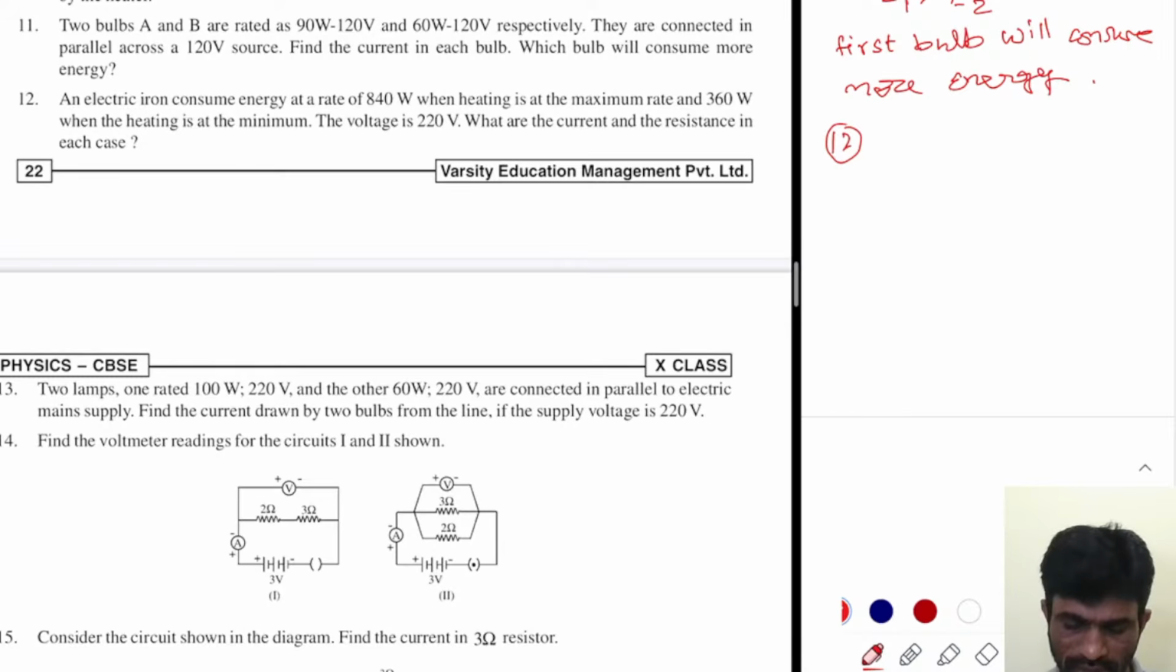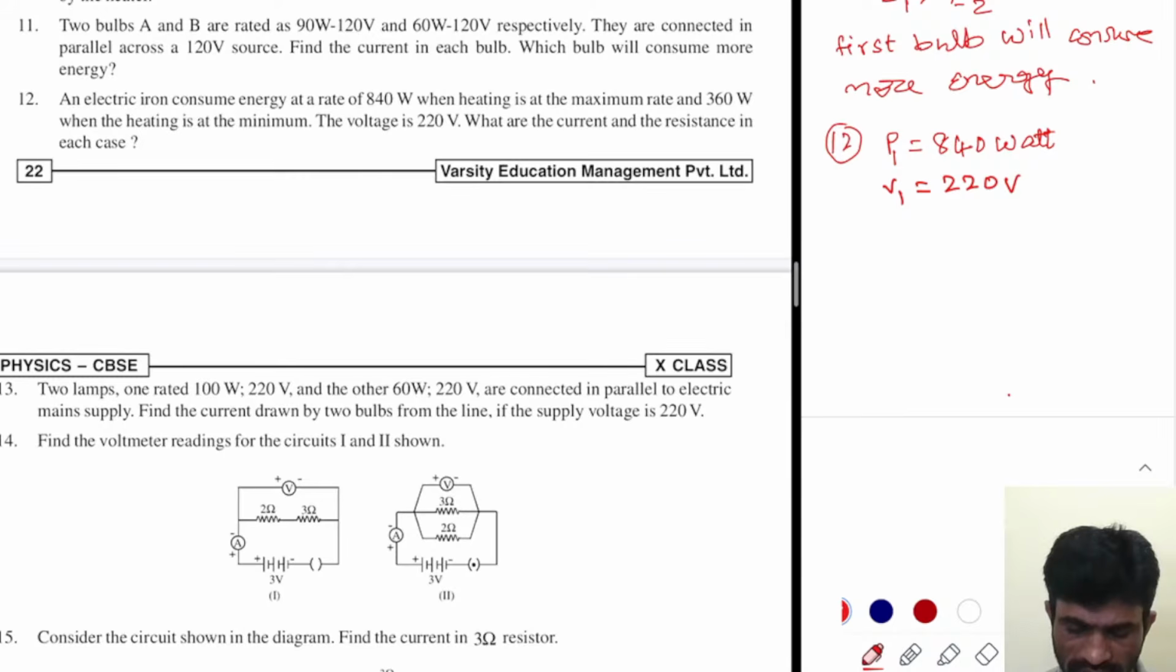Here also, power is given. In the first case, let us take it as P1. P1 is equal to 840 watt, it is given, and P2 is 360 watt. The voltage in both the cases is the same, 220 volt. 840 watt, 220 volt. What are the current and resistance in each case?